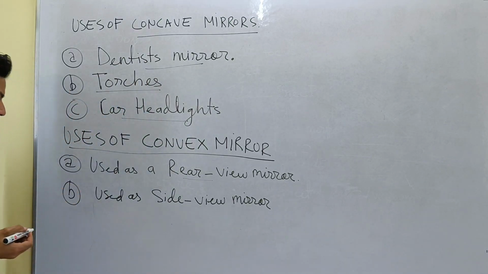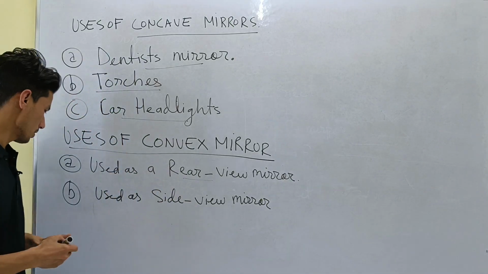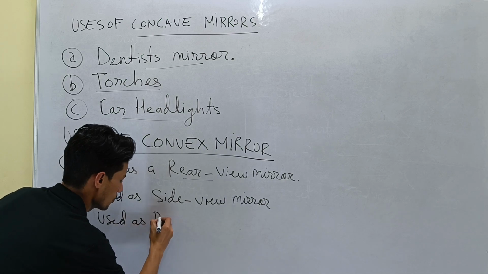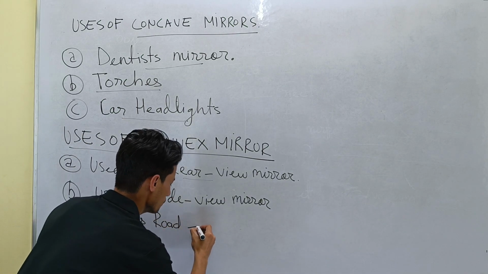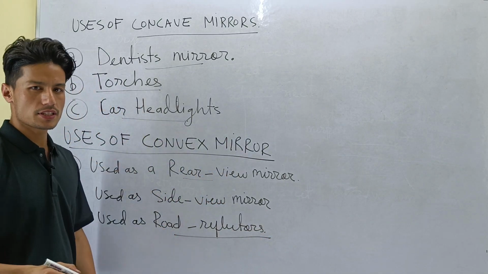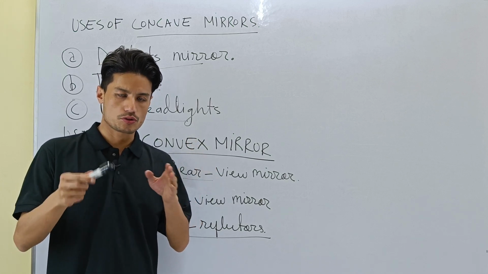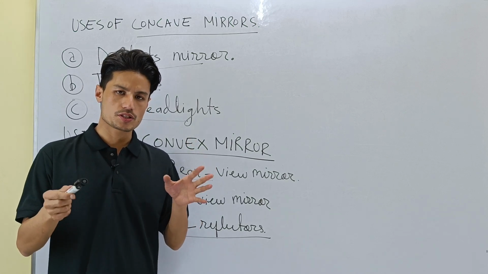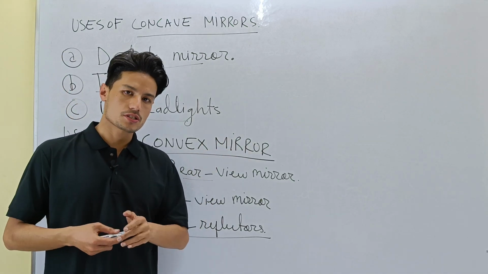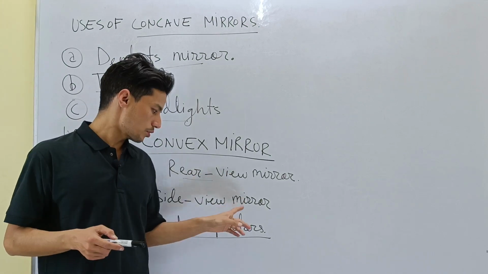Then, any other use of convex mirror? Rear view mirror, side view mirror, and yes, one more use as road reflectors. Now you must have seen junctions, where 2 or 3 roads meet, especially where 3 or 4 roads meet. Junction means basically one road goes to the left, the other to the north, to the south, to the east, like that. So from the center point, there will be 4 roads or maybe 5 roads also. Those are called junctions.